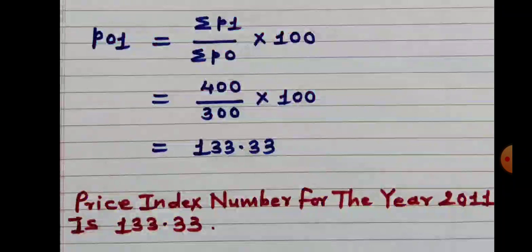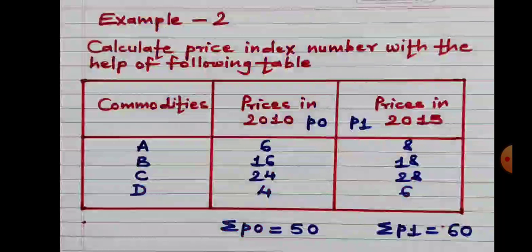Now apply the formula of price index number. P01 is equal to sigma P1 upon sigma P0 into 100. So 400 upon 300 into 100, we get 133.33. So price index number for the year 2011 is 133.33.